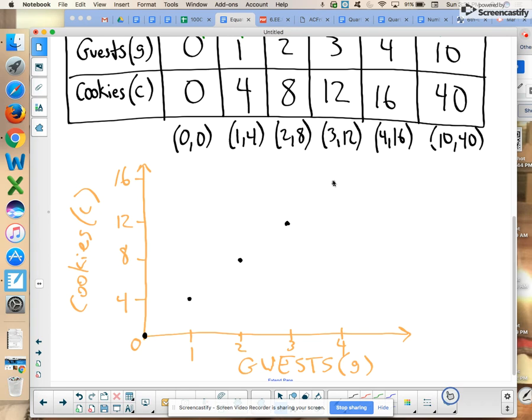Okay, and the ultimate question is, can we connect these dots? Is our data continuous or is it discrete? Can we have part of a guest show up at our party? No. We don't want part of a guest to show up at our party because that would make it a horror show, not a party.